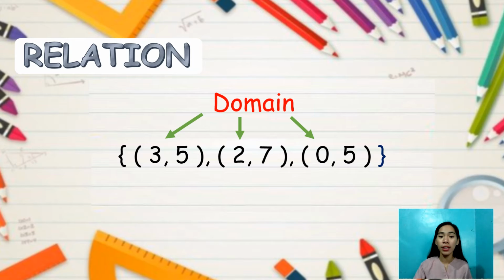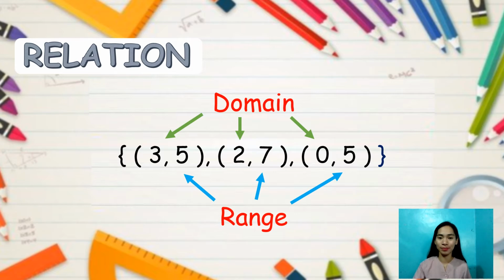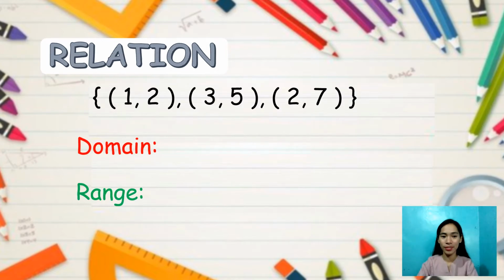Next, we have the range. The range is the second element in an ordered pair, or y values. So 5, 7, and 5. Let's have the second example. We have here the set of ordered pairs 1, 2, 3, 5, 2, 7.